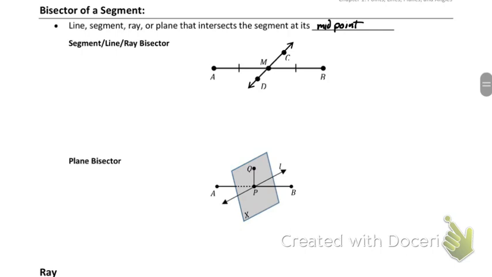So the first thing we're going to see is what's called a line bisector. Do we all agree that M is the midpoint? Is it just because it looks like the midpoint? How do I know for sure it's a midpoint? Yeah, I got the tick marks.